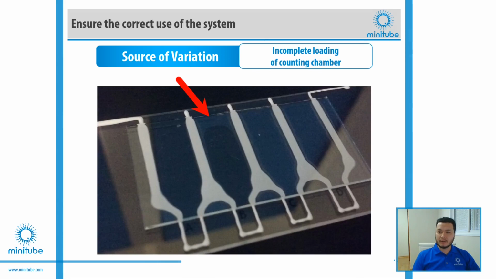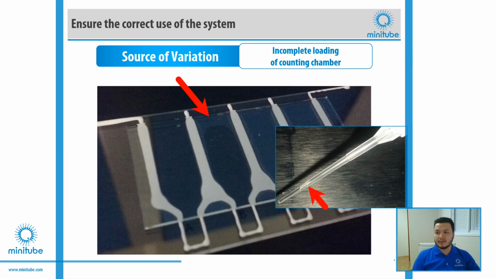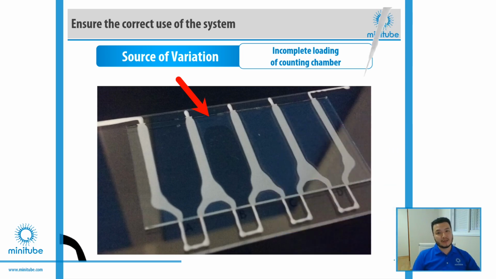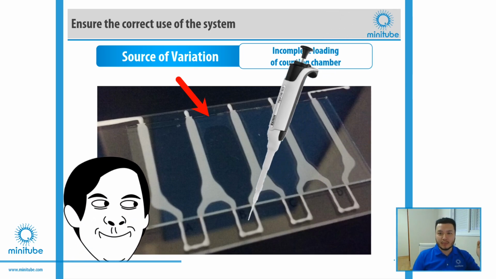Incomplete loading of the counting chamber. This is another very common situation that happens. It can be caused if the drop size is too small or even if part of the sample remains in the tip. If it happens to you, please don't try to improvise by adding a little more liquid to complete the chamber. Instead of this, fill a second chamber to get the correct results.